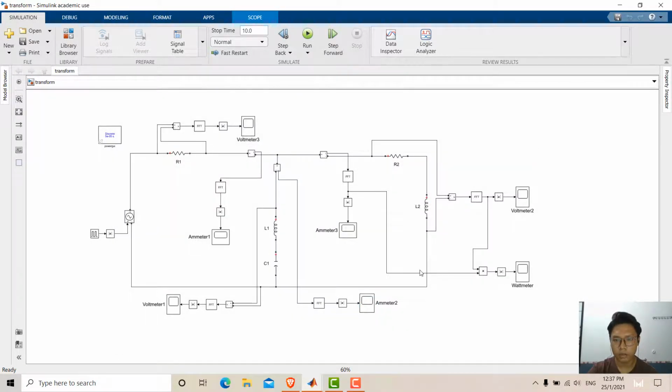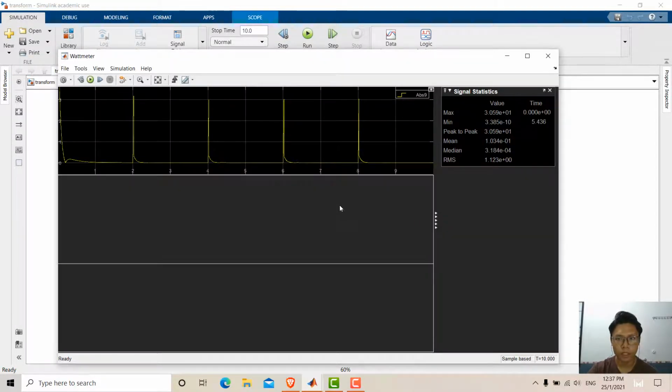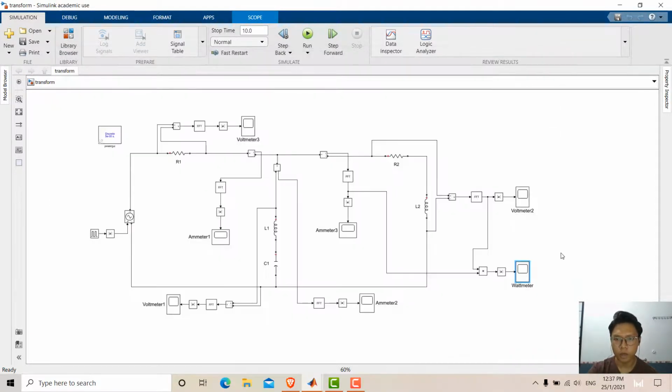Okay, then for the last one, which is the wattmeter, to find the power, here is the wattmeter scope. Okay, this is the wattmeter output, and then we will compare with the manual calculation. So yeah, thank you.